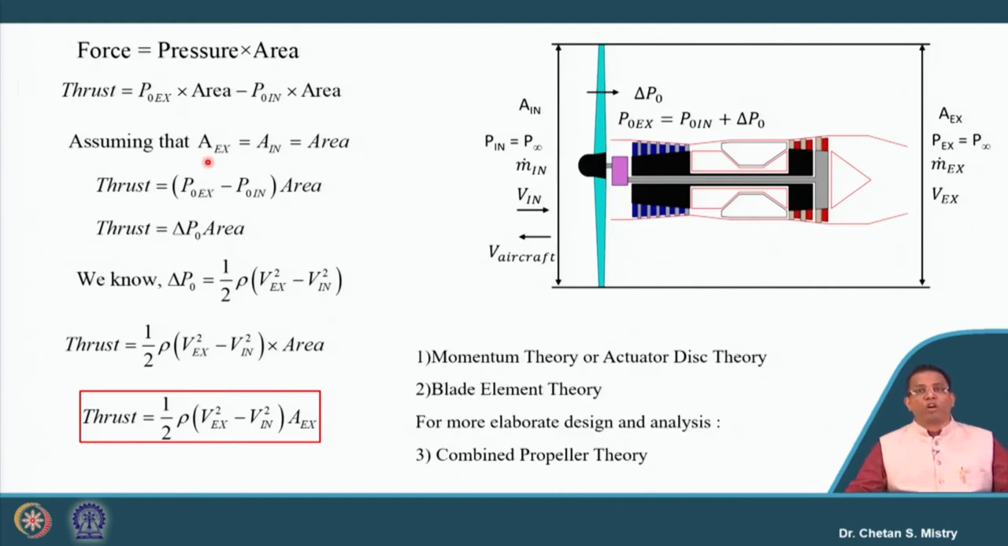Now, in order to understand this whole formulation, we can go with momentum theory or actuator disc theory, blade element theory. We can also go with combined propeller theory. This explanation is available in basic propulsion books or gas turbine books. You can go through that part if you are interested in more detail on how exactly people do their calculation on the basis of propeller configuration. But at this moment, for our rough estimation, this is fairly enough to understand what we mean by the thrust generated by the propeller. So, this is also one of the ways. We have discussed thrust calculation in the earlier formulation, where we calculated the power, and then based on that power we calculated our thrust. So, this is also one of the ways, as I said.